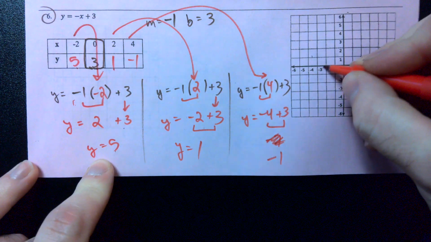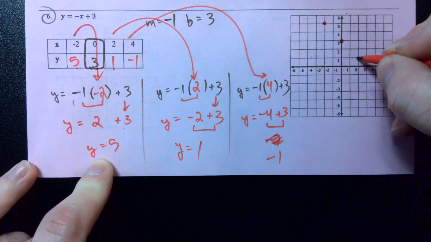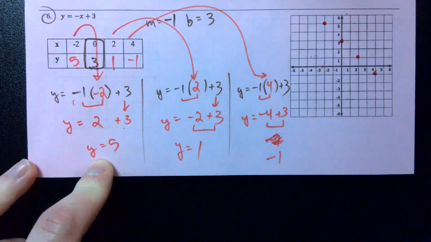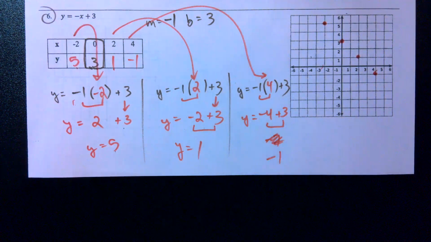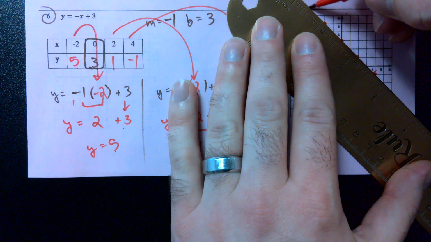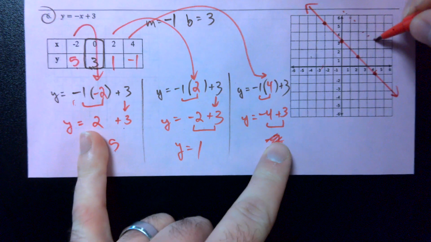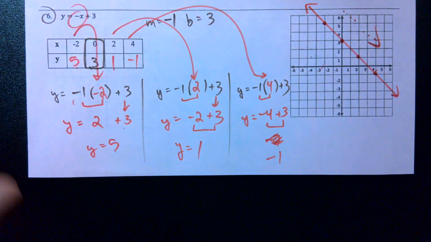Let's plot these points. Negative 2, 5, 0, 3, 2, 1, 4, negative 1. And again, if I had 7 in there, do you even see a 7 as an option on this graph? No. Can't plot that point. So that would tell me right away I did something wrong. There's my line. I'm sloping, again, downhill from left to right because my slope is negative.